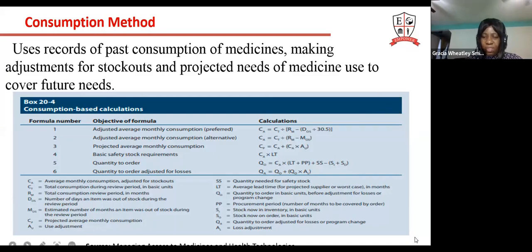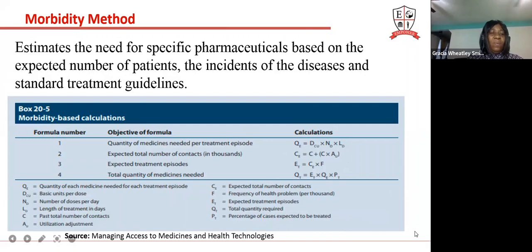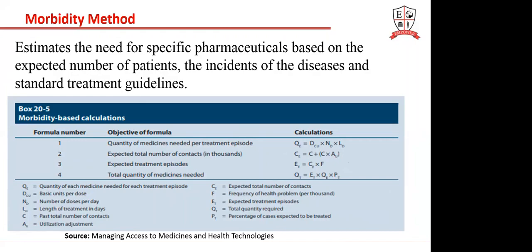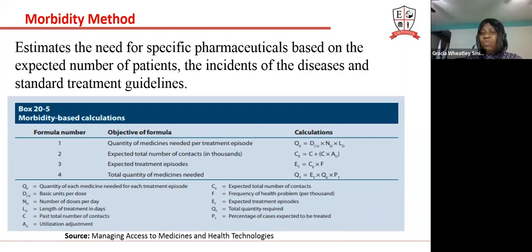I apologize once again. So here we have now the morbidity method. The morbidity method estimates the needs for specific pharmaceuticals based on the expected number of patients, the incidence of diseases, and the standard treatment guides.